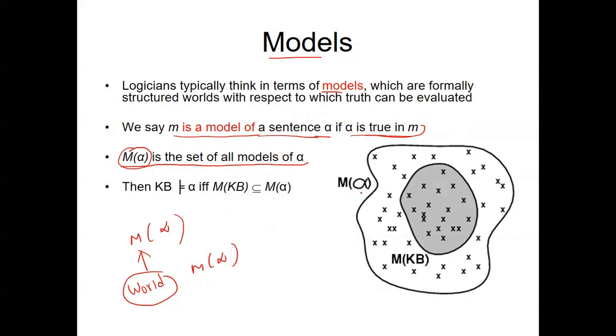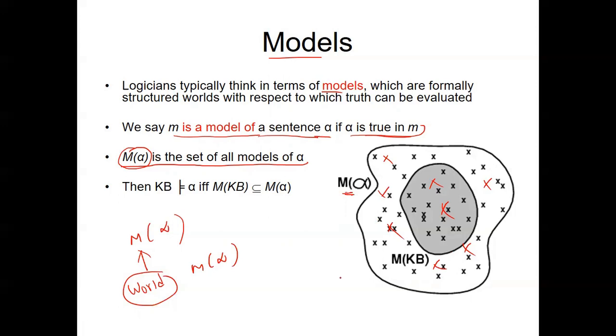Right. So in this diagram you can see this is M of alpha. In this entire region, alpha is true. Here also alpha is true, here also, everywhere alpha is true. So that is what M of alpha represents. It's the set of all models where alpha is true.